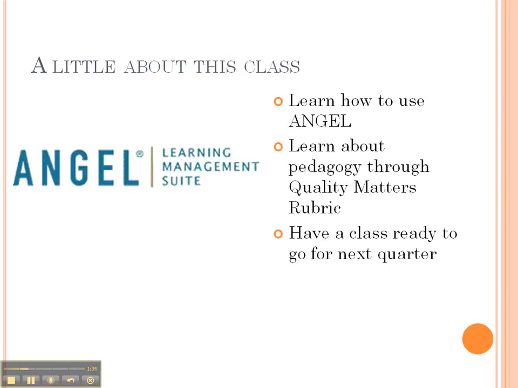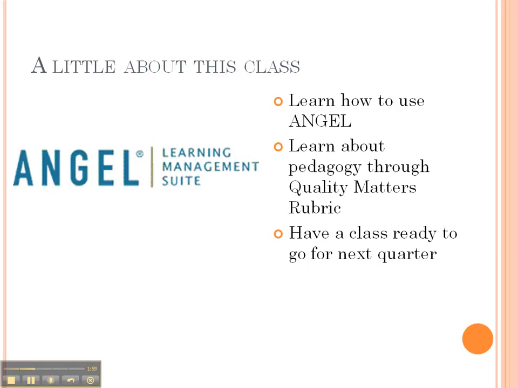Now let's talk a little bit about the class. This 4-week class has 3 major outcomes. First and foremost, I want you to learn how to use Angel. Second, I want you to learn to use the tools in Angel to really improve student learning and your own quality of life. Toward that end, we'll be using the Quality Matters rubric as a tool for looking at our own courses. If you're not familiar with the Quality Matters rubric, it's a tool for evaluating courses that ensure the best practices are being used.